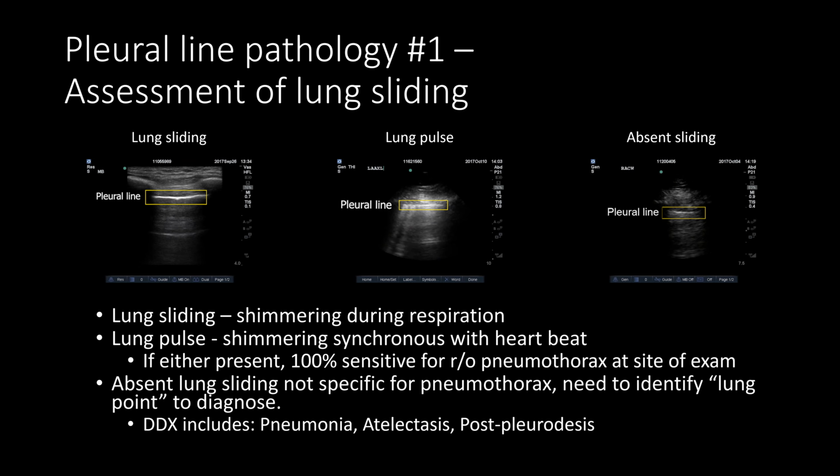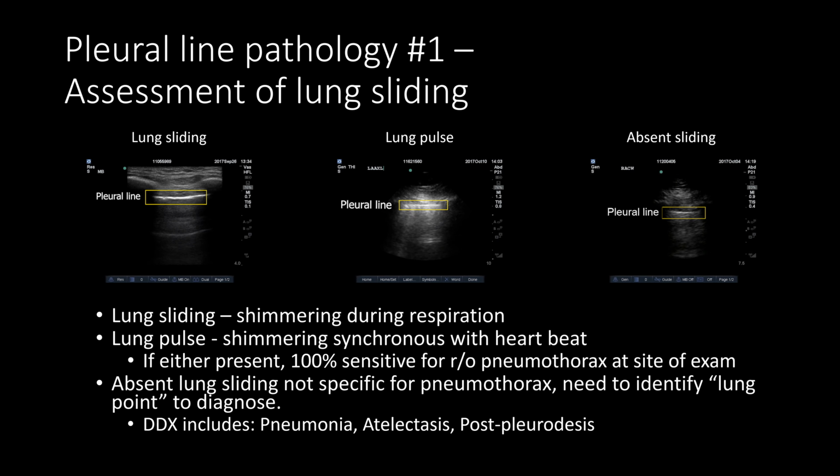On the right hand side video, we see something quite different. The pleural line doesn't shimmer, and thus it has absent lung sliding. Now, absent lung sliding is not specific for a pneumothorax. If we wanted to try and diagnose pneumothorax by ultrasound, we need to find something called lung point, and that will be described in another video.